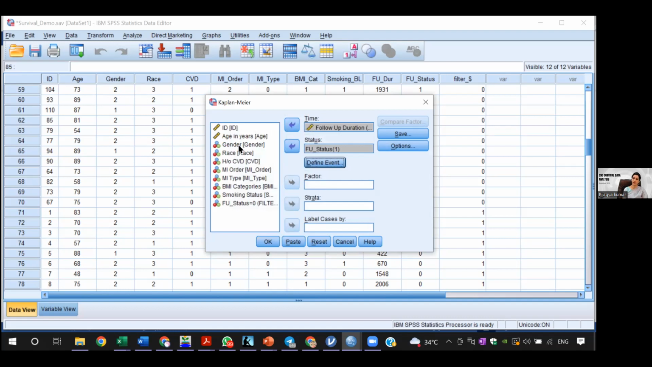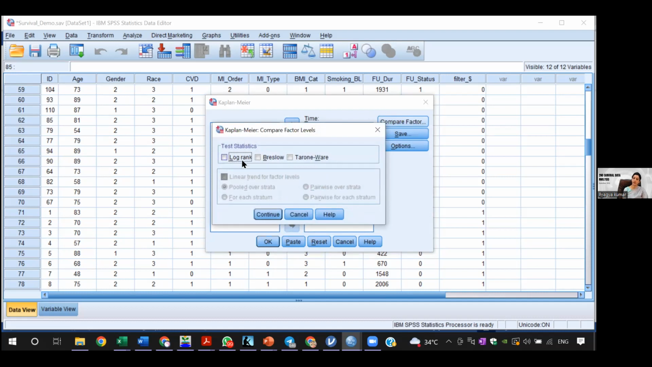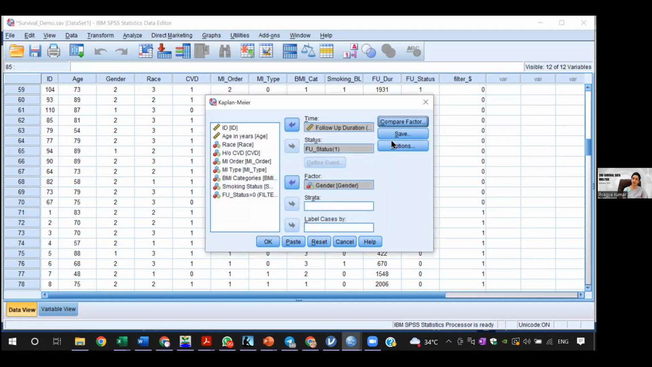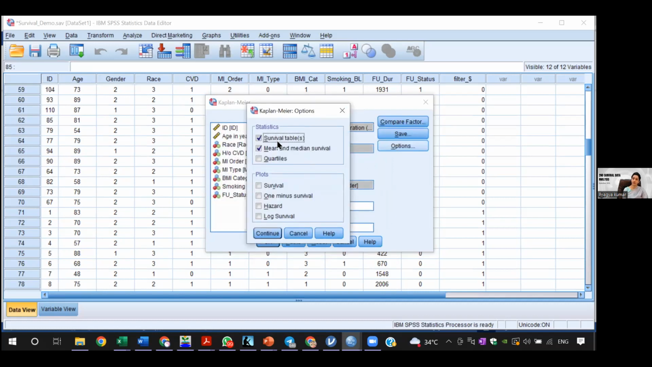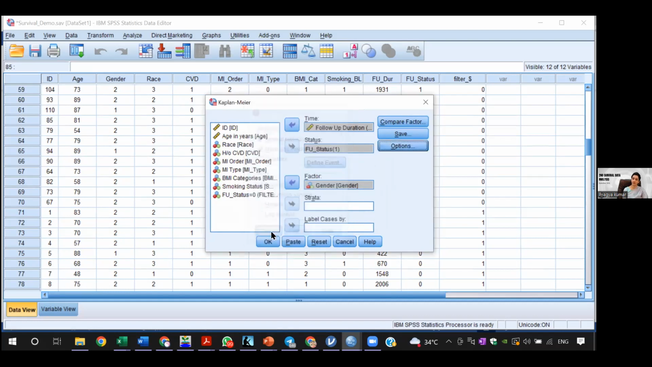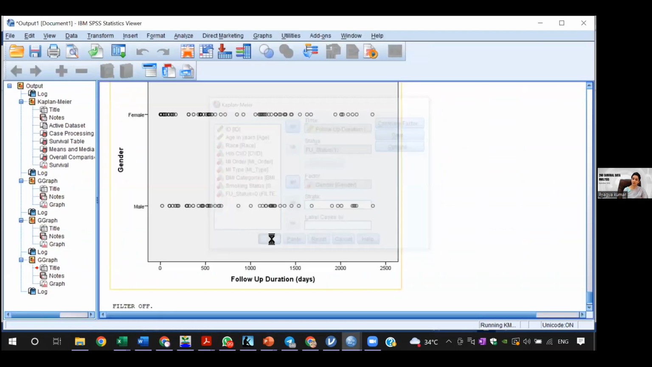In the factor, you have to press this gender. And then you can see the compare factor. In compare factor, if you are assuming which early, middle, or late part you will see, but if you're not sure, you can click all three and then press continue. Coming to the options, you can see this survival table and median survival time. You can click on this survival table, press continue, and press OK.